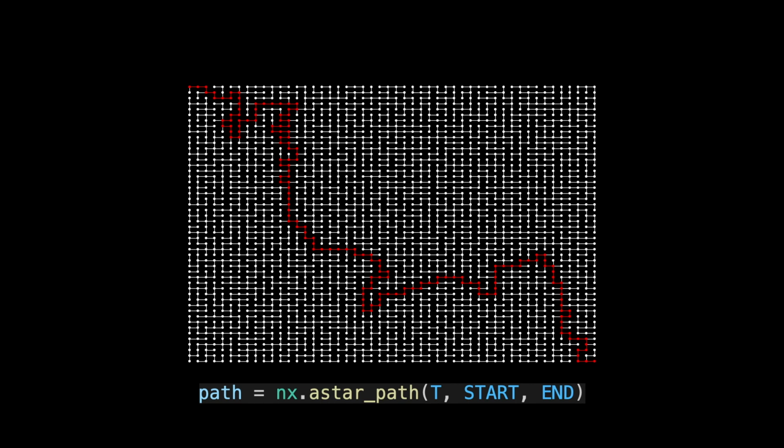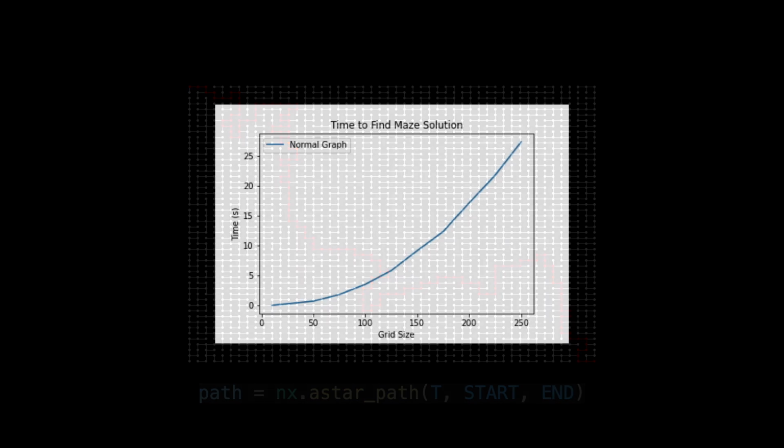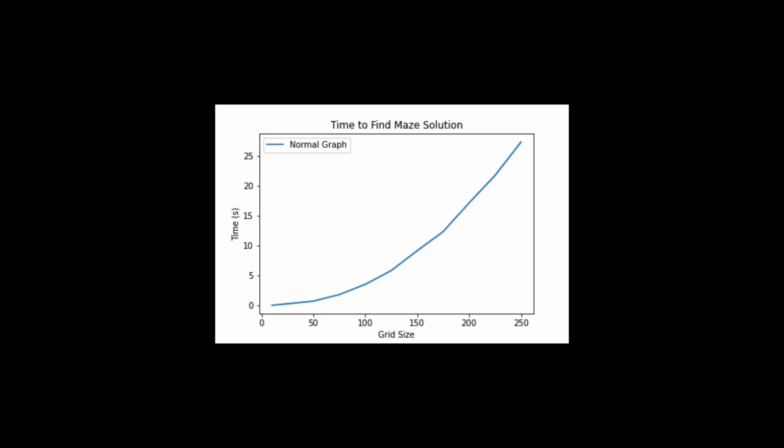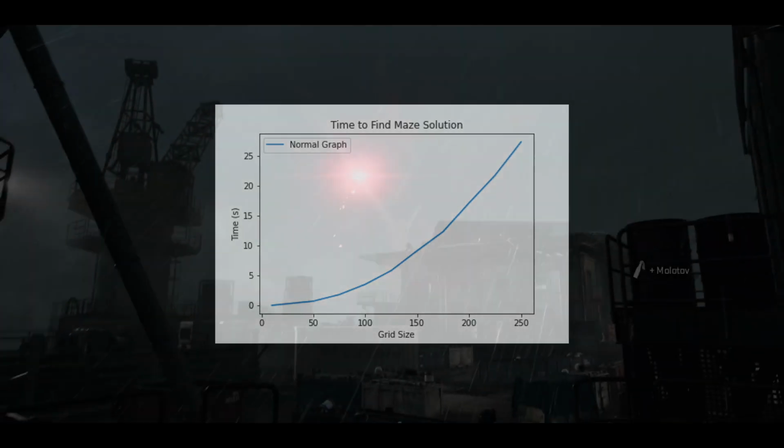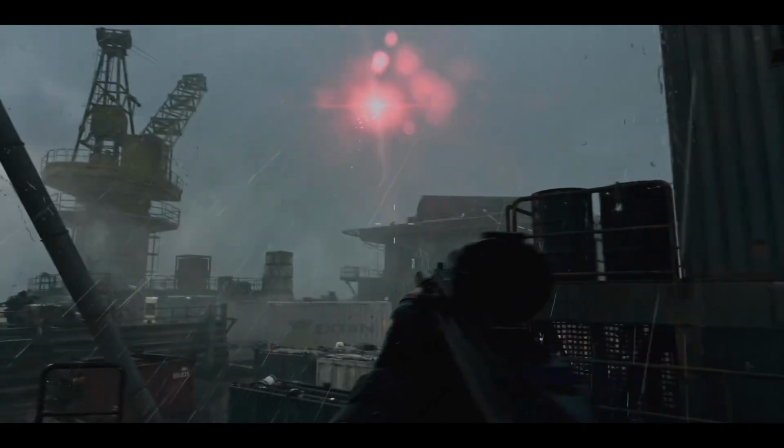If we run A*, where we start at the top left and find a path to the bottom right of the maze, A* will take on average 0.77 seconds to find a solution. The problem only gets worse when the maze gets bigger. With a 250 by 250 maze, A* takes about 27 seconds to find a solution. Overall, this is pretty bad.